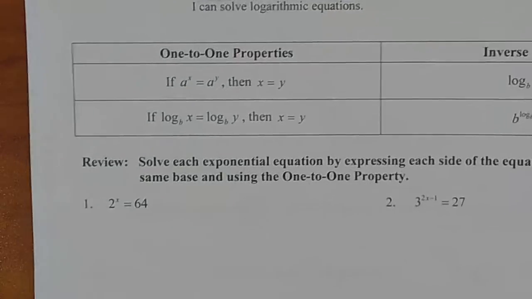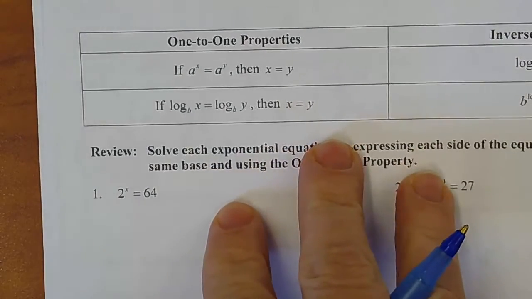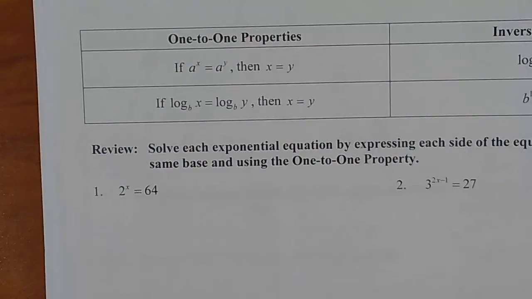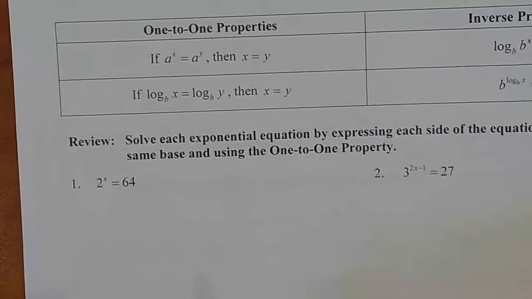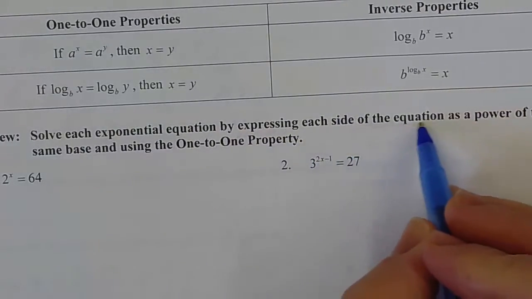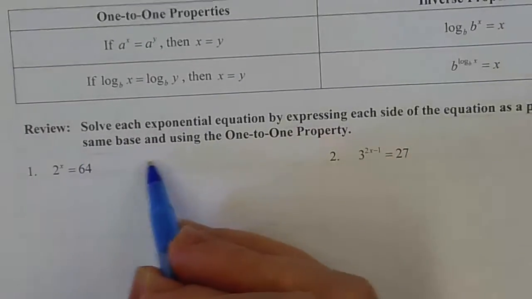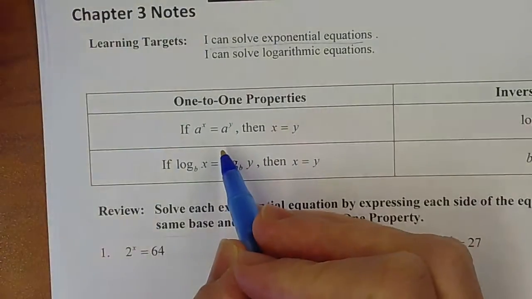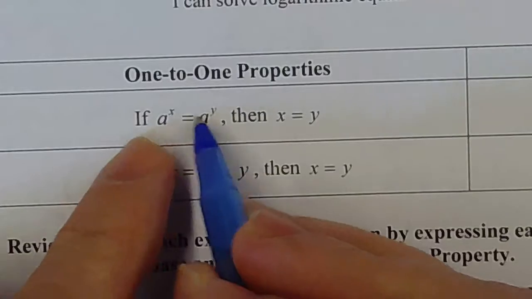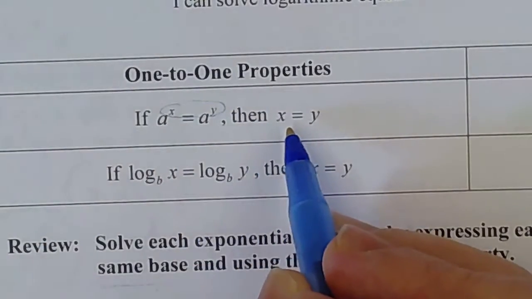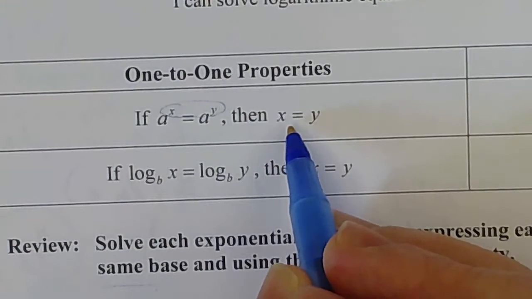Okay. Now, there's 2 types of exponential equations we're going to see. We've actually solved some exponential equations when we can work towards the same base. All right, so solve each exponential equation by expressing each side as the power of the same base, and then we can use what's called the one-to-one property, which is right here. Okay, if we have the bases the same, then we just set x equal to y or u equal to v is what we said before.